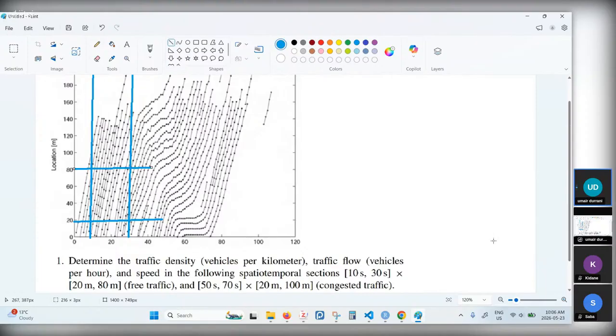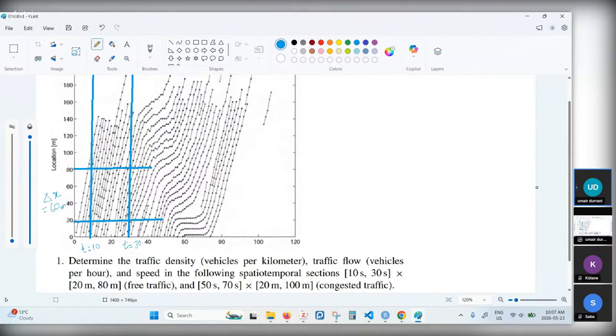So we're essentially looking at this spatiotemporal region, and we need to find traffic density. For density, we have found that it is estimated for a given distance, which we call delta x here. So delta x is between 20 to 80. So in this case, it's 60 meters. And we can do that at a particular time, which in this case would be either 30 seconds or 10 seconds. So we can estimate traffic density at any of these.